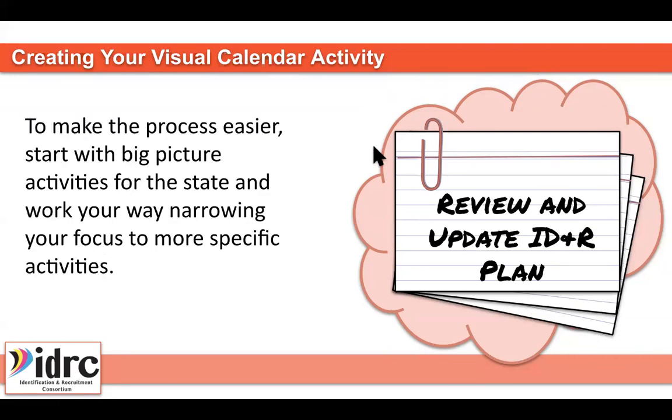To help make the process easier, I always recommend that recruiters start with the big picture activities for your state and then work your way narrowing down to more specific activities. So for example, at the state level, one of the activities could be something such as creating a state training plan for IDNR. And then from there, you can break that down into specific trainings that you would like to see happen or specific conferences that you would like to see staff participate in.